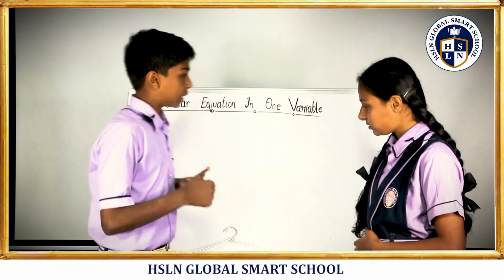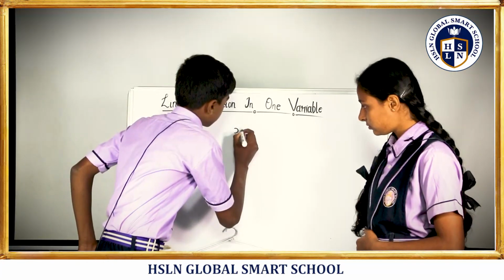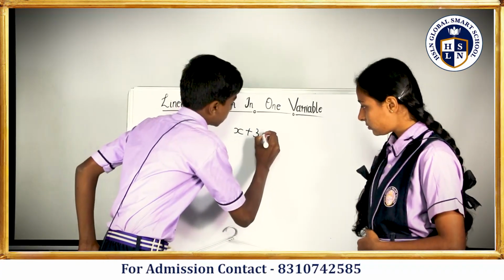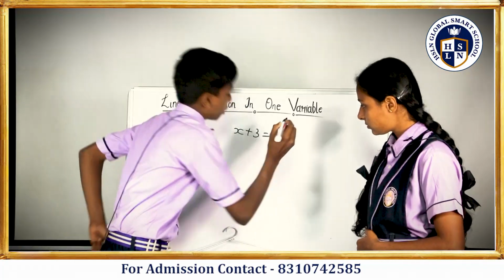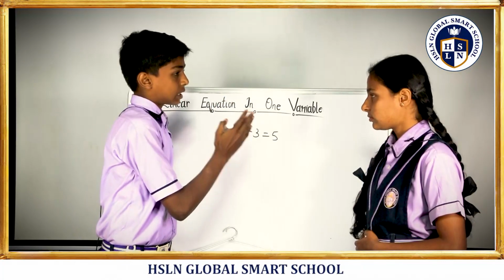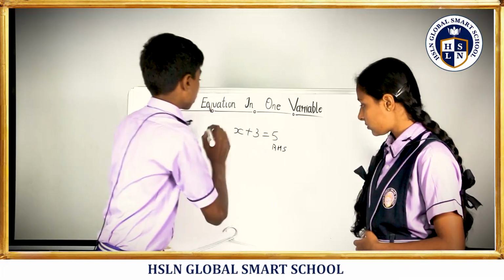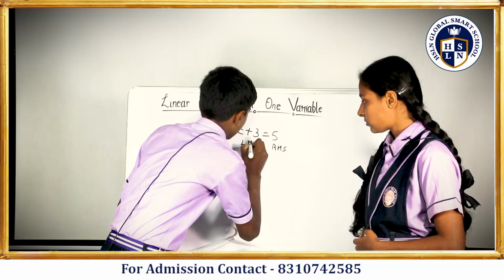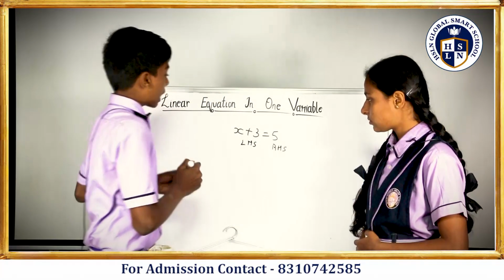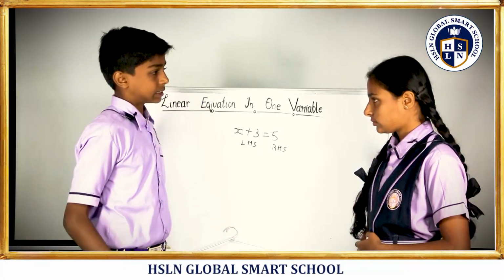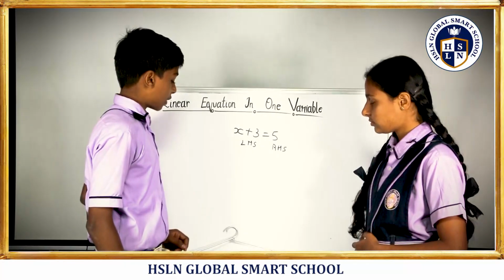Now I will take one example. x plus 3 equals 5. This part is called the RHS side, and this part is called the LHS side. RHS side is nothing but the right hand side, and LHS side is nothing but the left hand side.